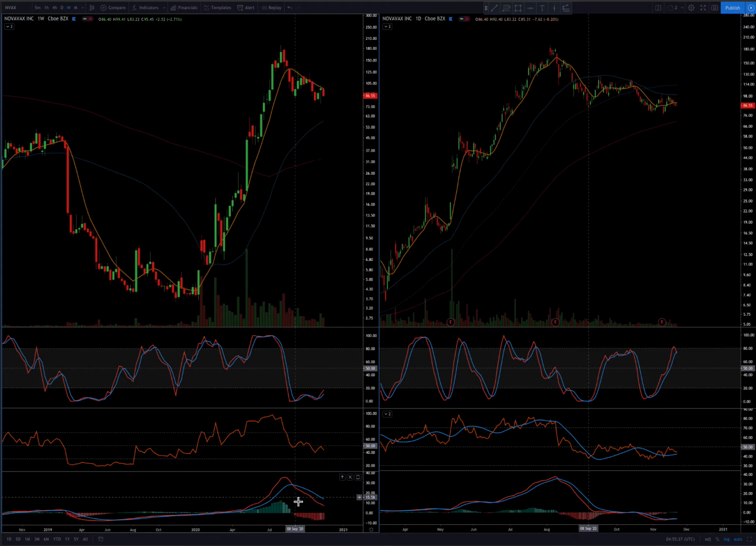Let's go down to the MACD on the weekly. It looks like it's still above the zero, which is bullish, but I don't see a bullish cross here. Still, it's above the zero, which means short-term bearish, but overall bullish.